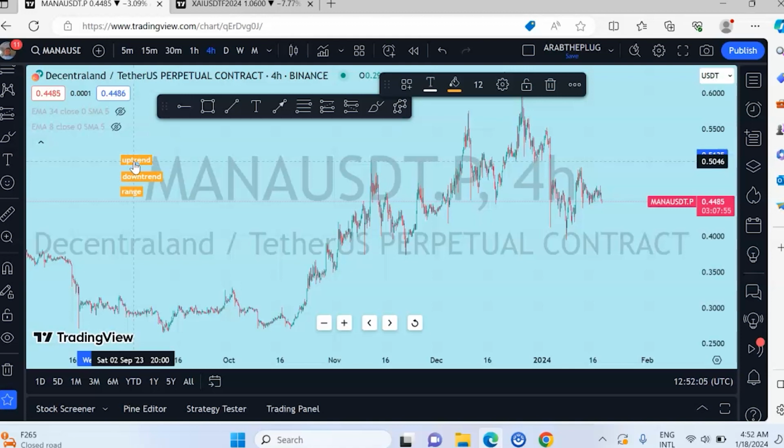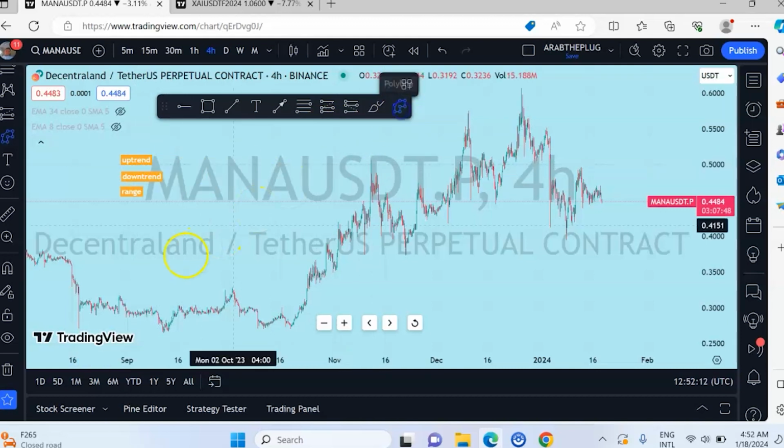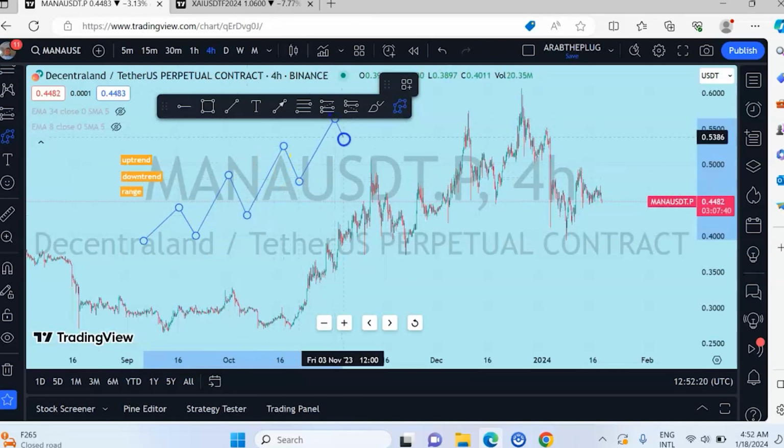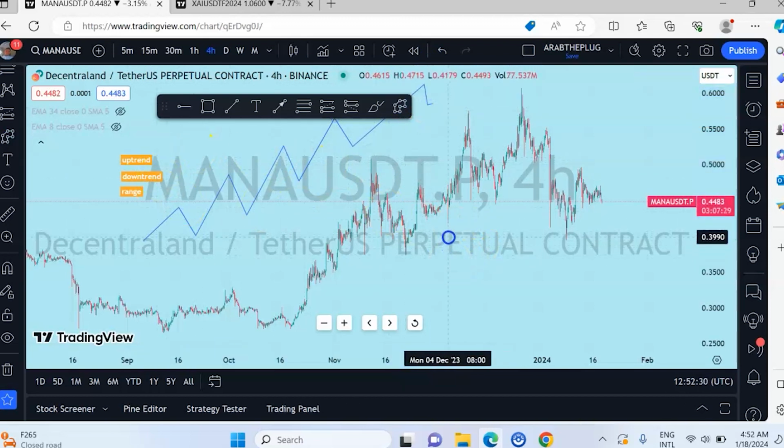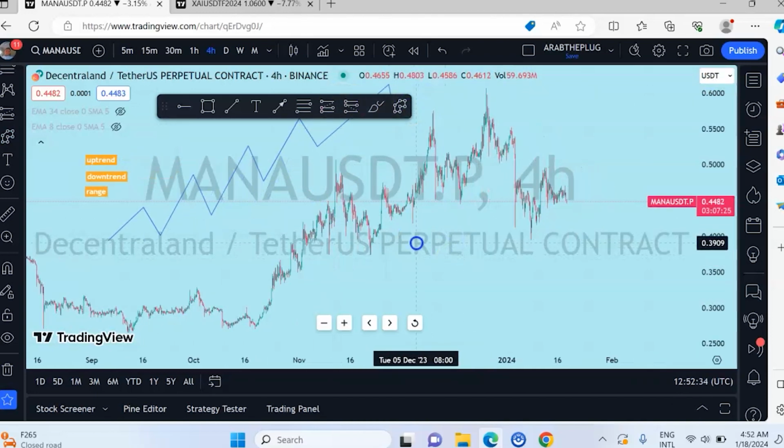As a trader, an uptrend simply means you have a series of higher highs and higher lows. If you have a market with a series of higher highs and higher lows, you say you are in an uptrend. And you say you are in a downtrend when you have a series of lower highs and lower lows.